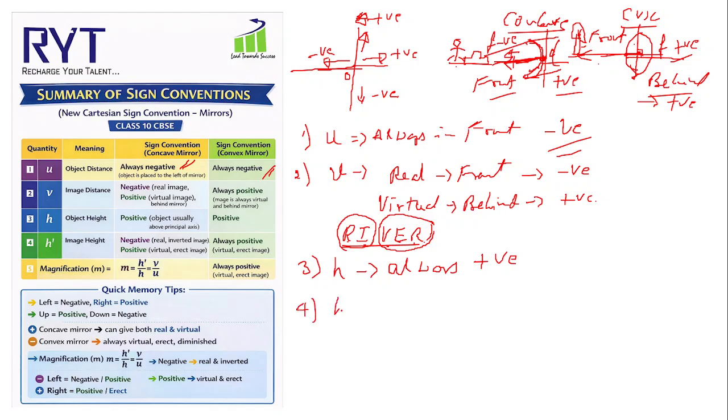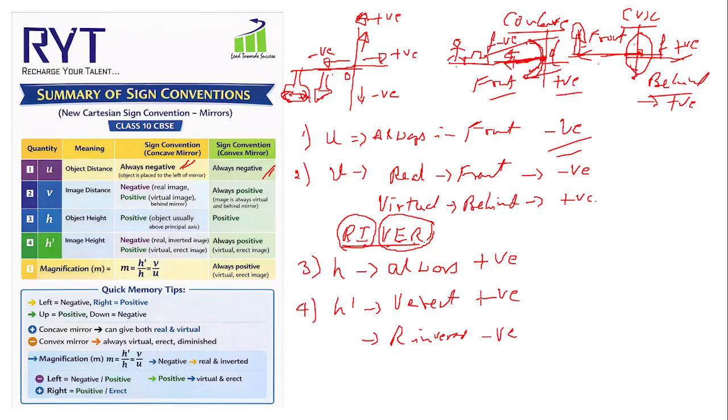Now what is the image height? H dash we call. Image height, if the image is erect, that is virtual and erect, erect means upright, straight, then it is positive. If the image is real and inverted, inverted means it will come like this. Like this it will become the image. A tree will be looking like this. So this is called an inverted image, and inverted image height is always going to be negative.